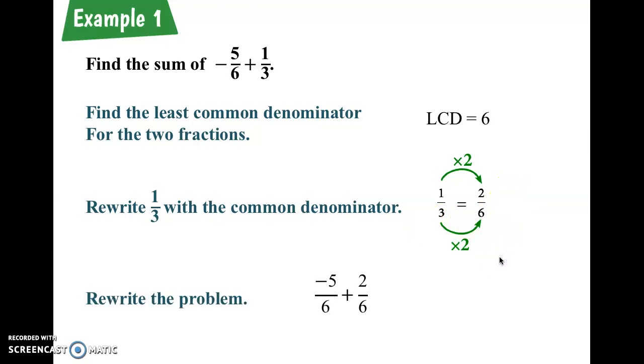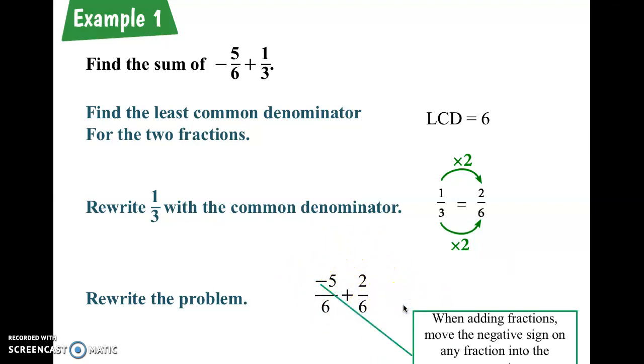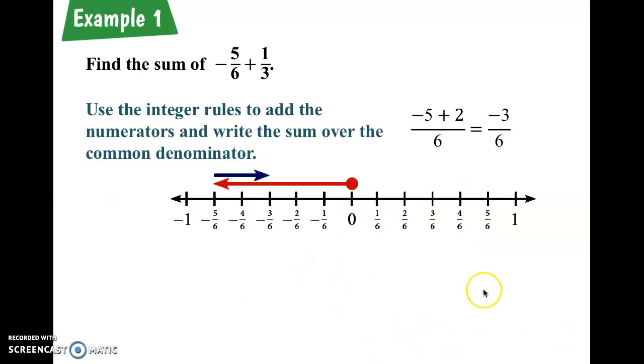So let's rewrite that problem. We now have negative 5/6 plus 2/6, and all we need to focus on is the top part right here. Negative 5 plus 2. Make sure again that your negative sign is in the front. So if we have a negative and a positive, our signs are different. We're going to be subtracting these. 5 minus 2 is 3. And then I need to determine if that's going to be positive or negative. Well, the 5 is a stronger value, absolute value. And since that 5 is negative, my answer is also going to be negative.